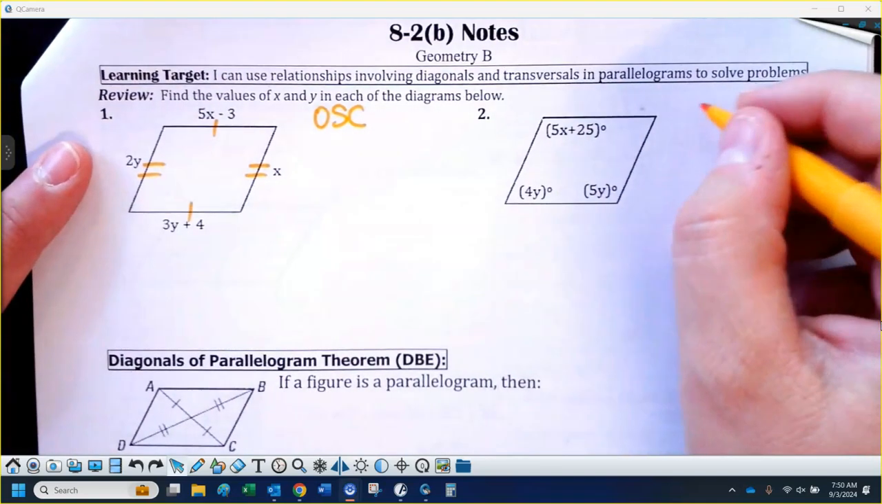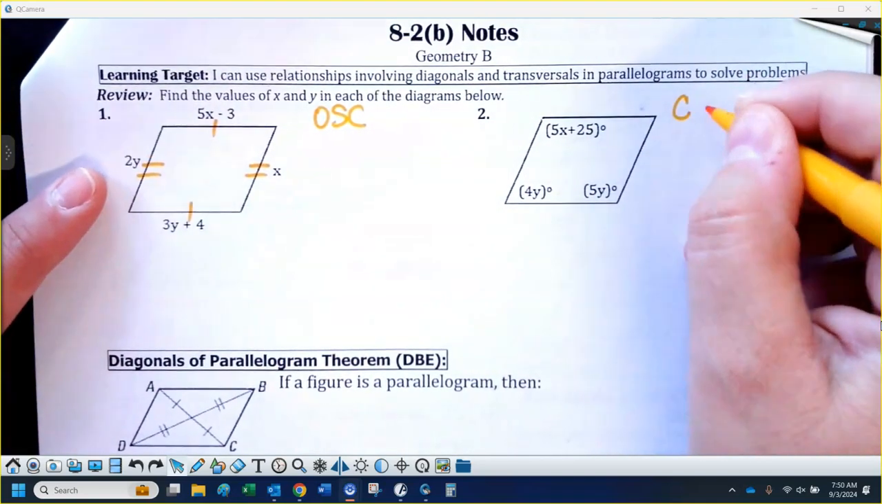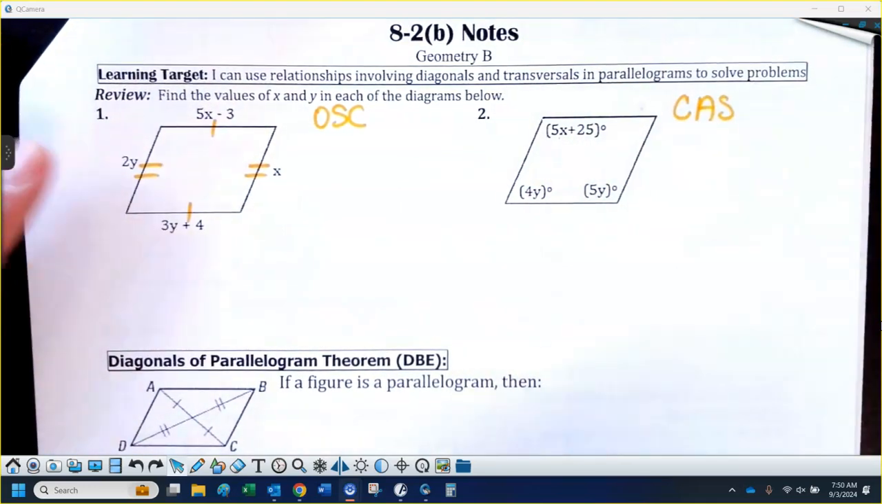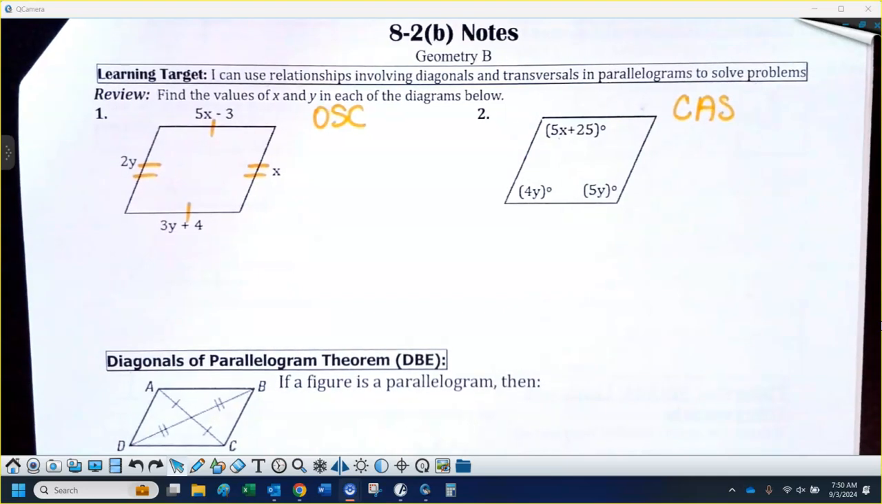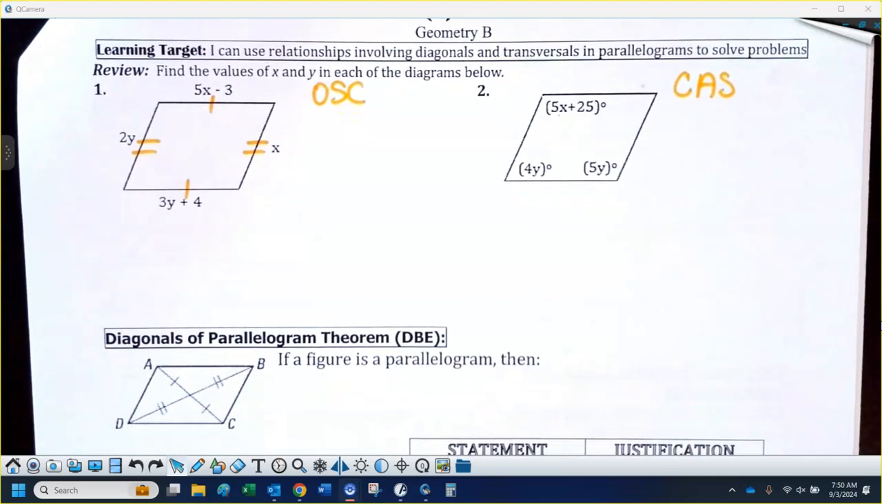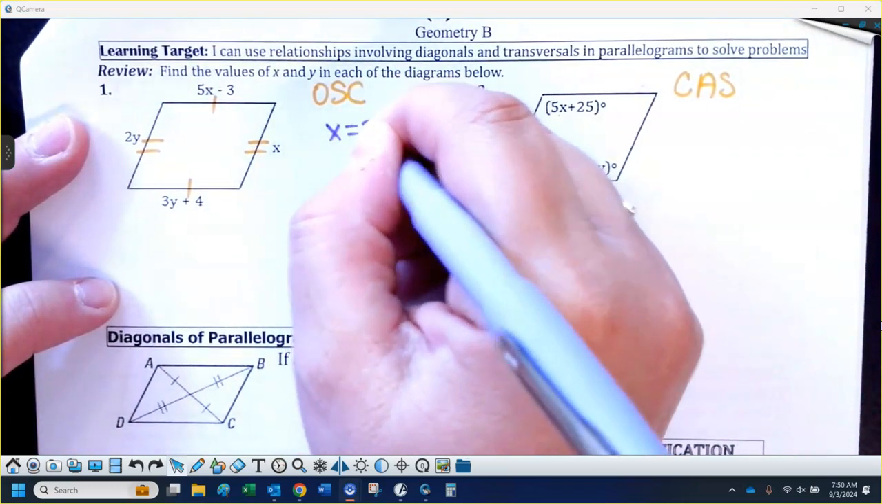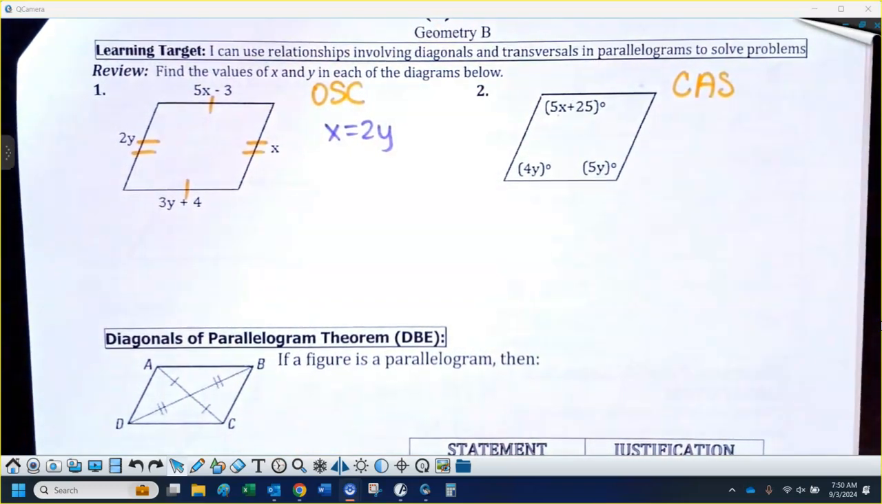The other one, this is consecutive, meaning right next to each other, consecutive angles are supplementary, meaning they add up to 180. Okay, now in the very first question, you don't really have a choice. Like I can set the left side and the right side equal, so I'd have x equals 2y. I got an equation with two variables, very similar to that homework problem we went over.